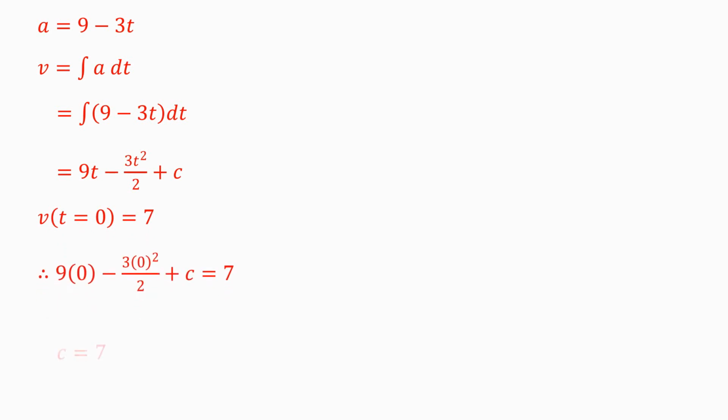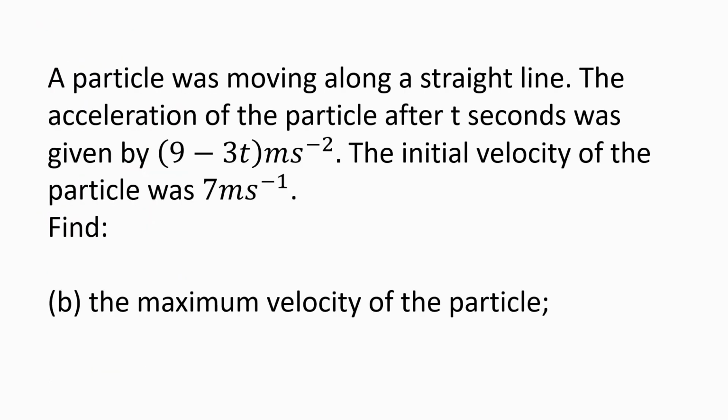And that means the value of c is 7. Therefore, the velocity at any given time is given by the equation 9t minus 3t squared over 2 plus 7 meters per second. Part B, find the maximum velocity of the particle.